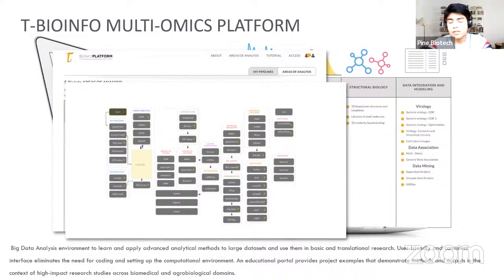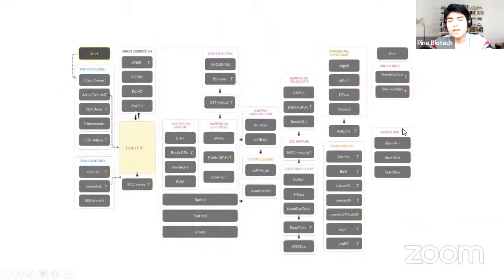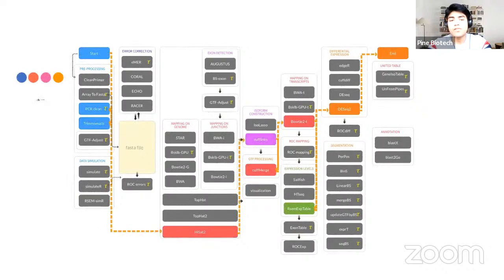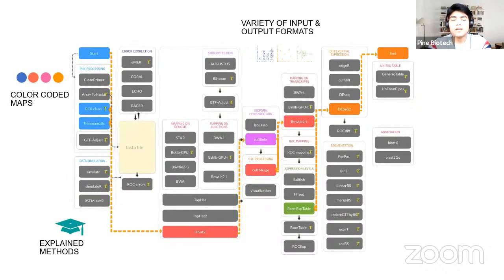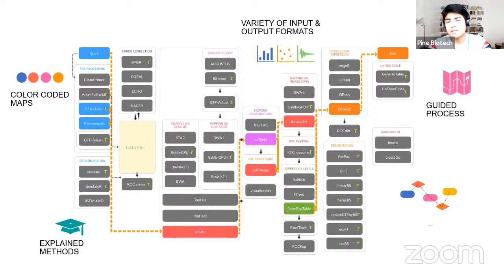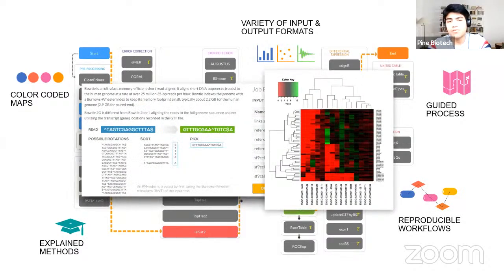What you can basically do is, with a click of one pointer, you can get your entire analysis done. So this is how the T-Bioinfo platform looks. Just by clicking and joining the various tools mentioned here from the various boxes, you create a pipeline through which you can generate results from your high throughput datasets and then take it forward to analyze.